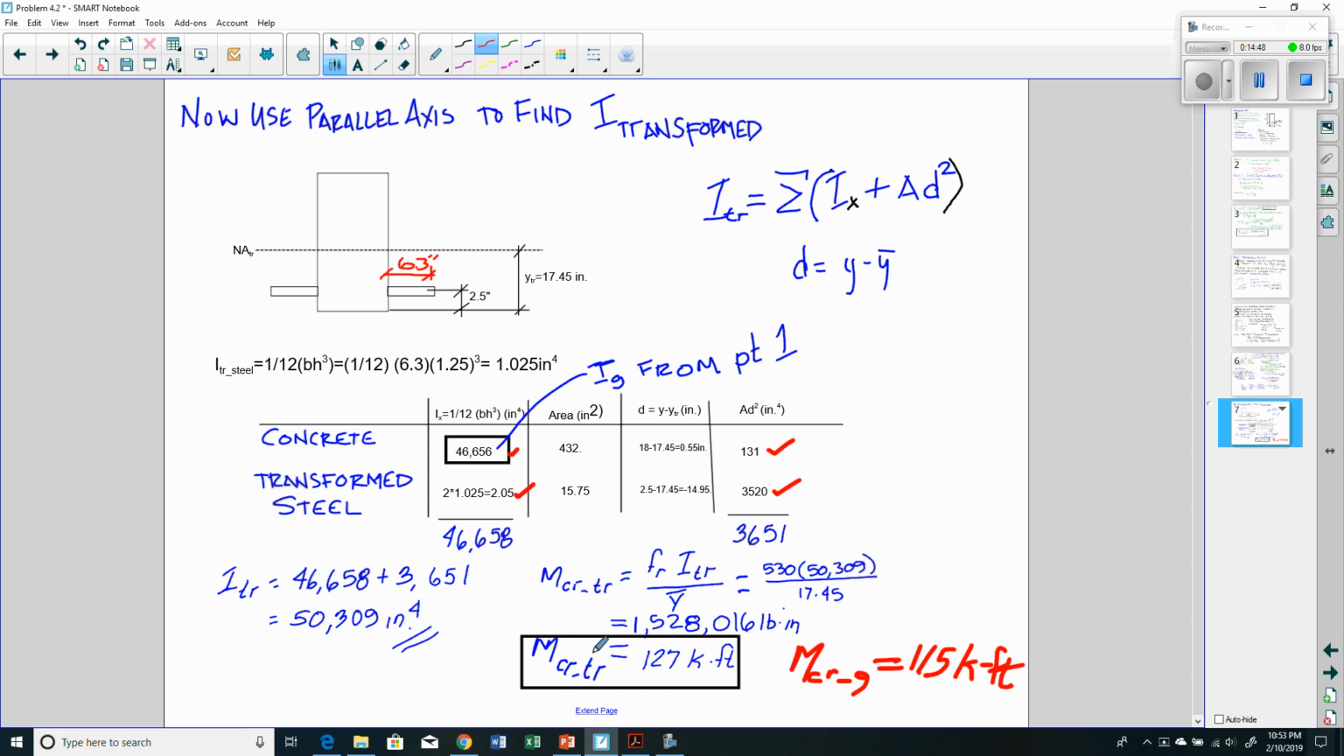So you can see that there's a whole lot of work for not a lot of difference. So if we were to compare our cracking moment, I want you to think about: is it going to be more or less conservative to use the transform section? I'll let you think about that, and hopefully this was helpful to you.